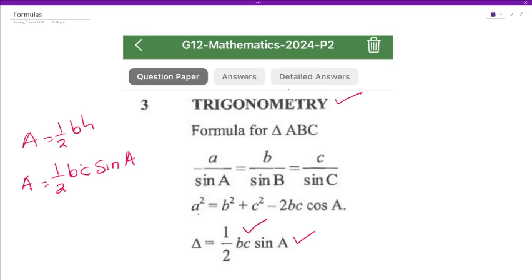Okay, and you remember I said small letters represent sides, therefore B and C are representing sides here, and then this A is a capital, so it's representing an angle. All right, but for the sake of this lesson, since we have calculators, instead of saying 1 over 2 here, we're going to say 0.5. Okay, BC, and then sine A. This is the formula we're going to be using to find the area of a scalene triangle. So we can now look at our first example.